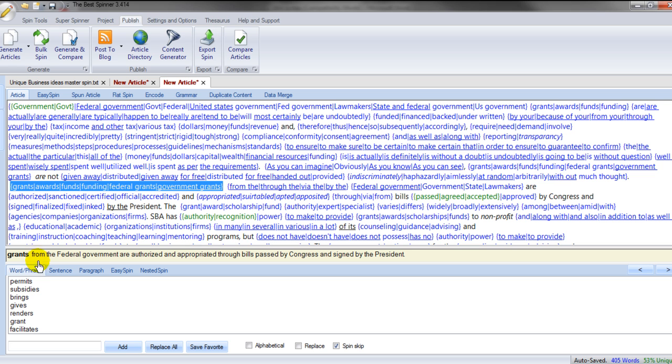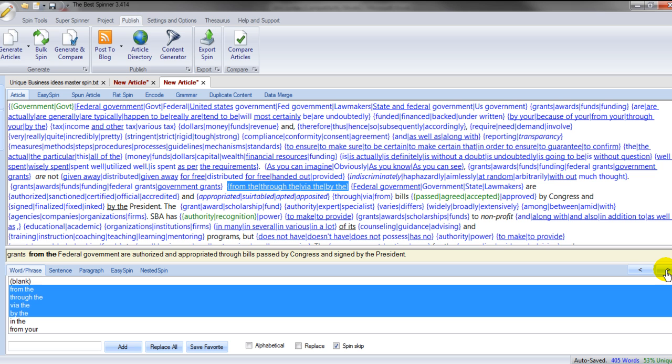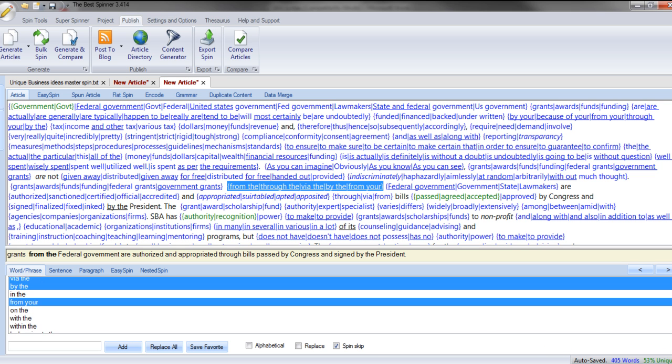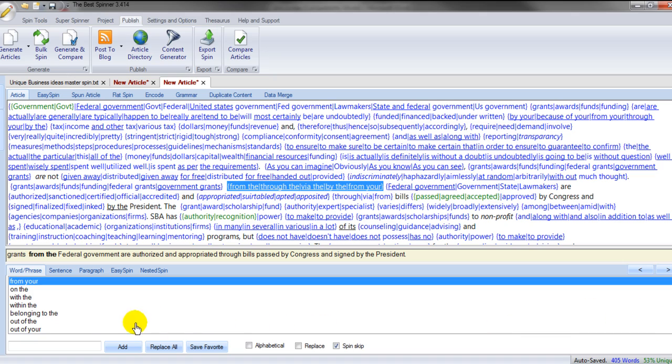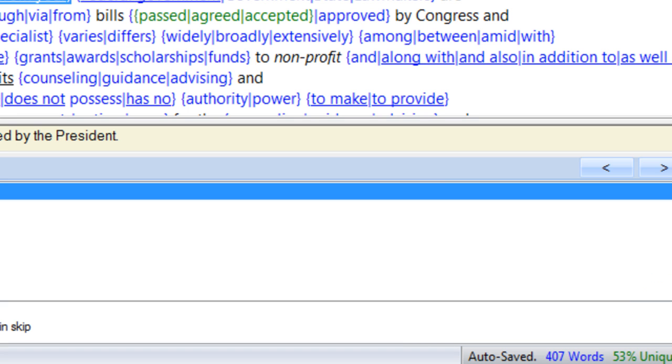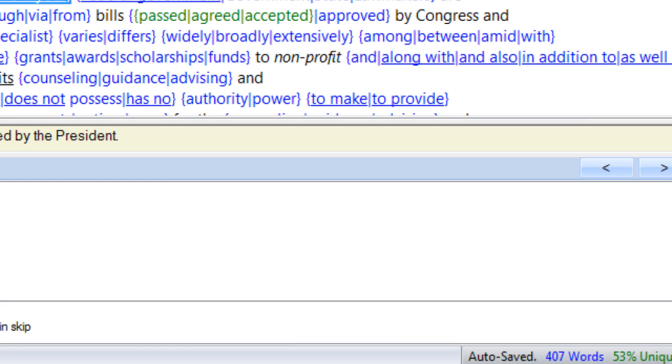Okay, from. Yeah, from the government. So "from the" is a key phrase. Through the, via the, by the. It could also be "from your federal government," which means the U.S. in this case. With the, on the: all these don't make sense.